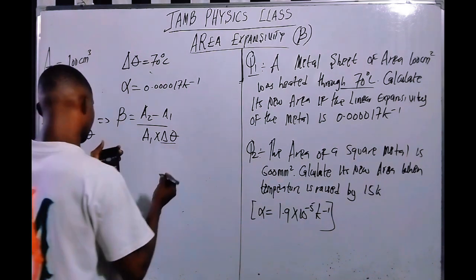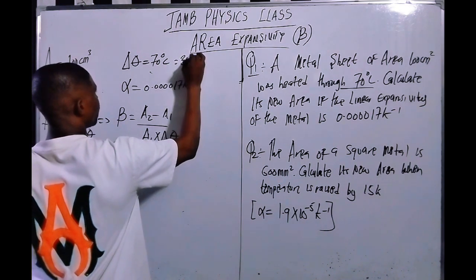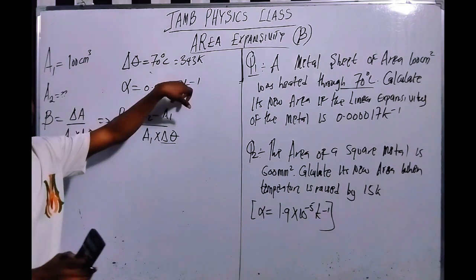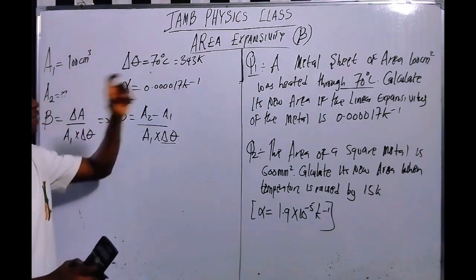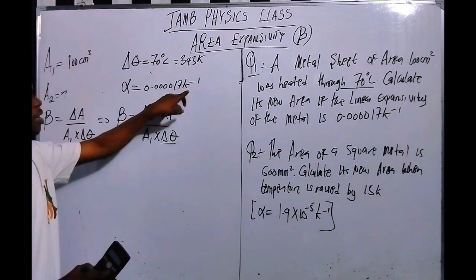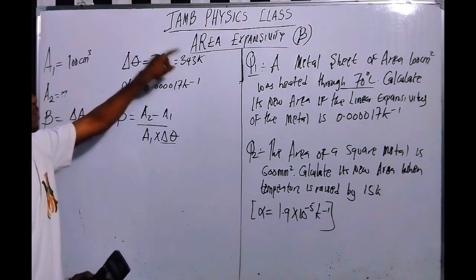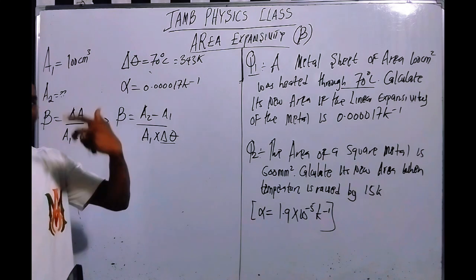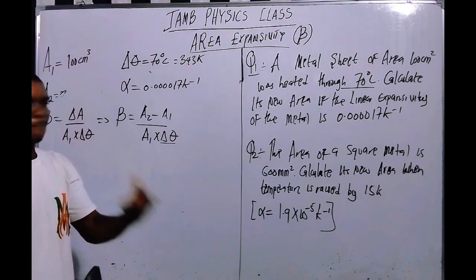Here we have 343 Kelvin. Do you understand? If it were per degree centigrade, there would be no need to convert. But since it is per Kelvin, you have to make it uniform. In some tables they leave it like that, but you still get the same answer.